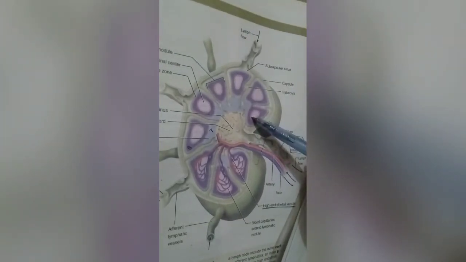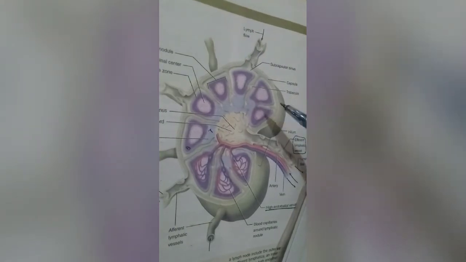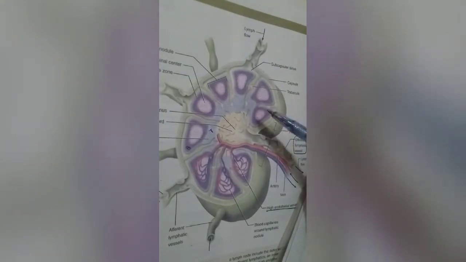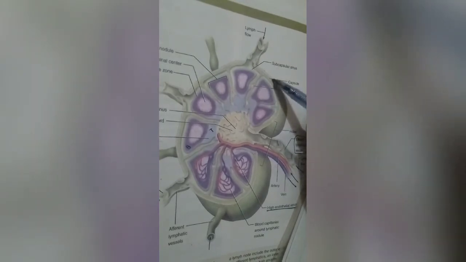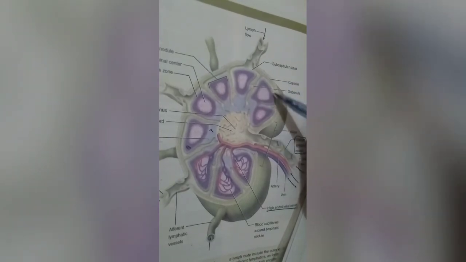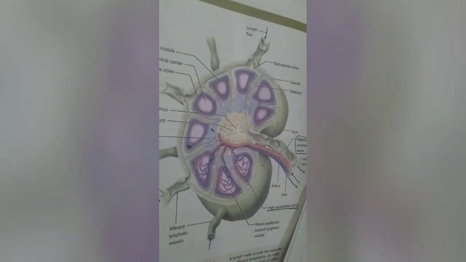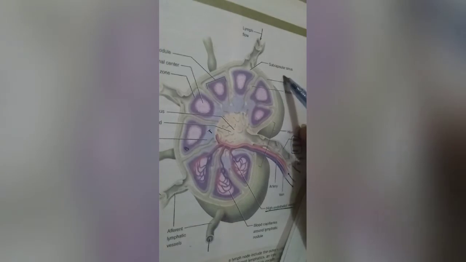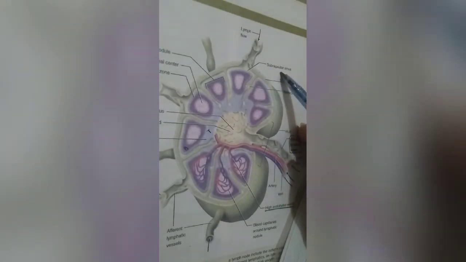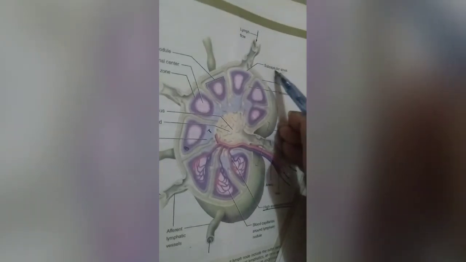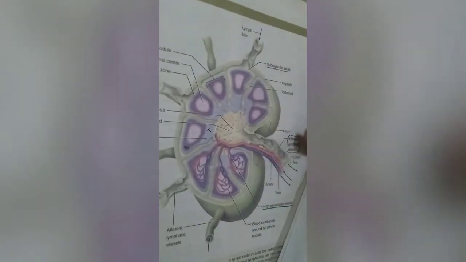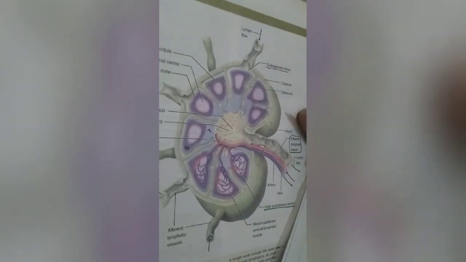The cortical lymph tissue is separate from the capsule of the lymph node. You can see here this is the capsule, which is separated from the cortex of the lymph node by a small, narrow space. This space is known as the subcapsular sinus. So it is also important.